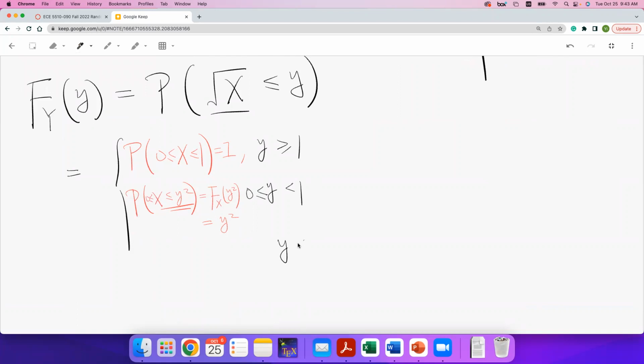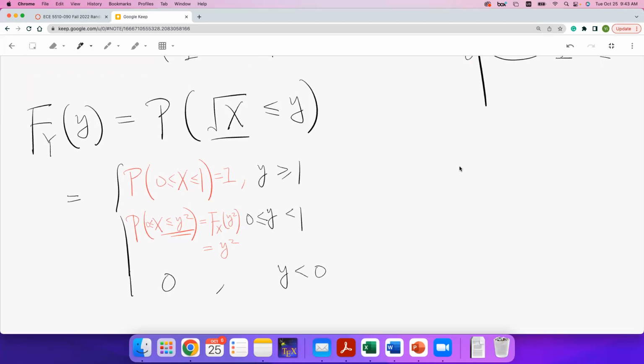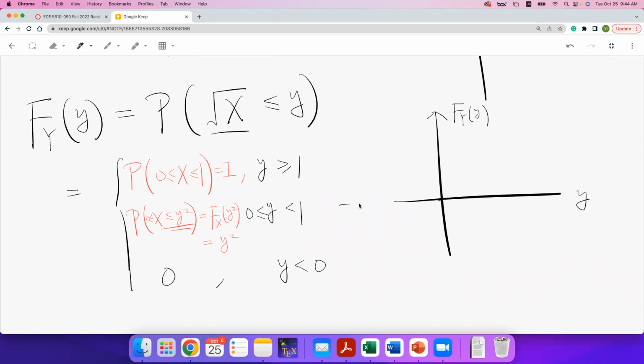Okay. And the last case is when y is less than or equal to 0. We have 0. So if you sketch this CDF of y, if y is negative, the CDF is 0, and then we have a quadratic. It grows quadratically up to 1. After that, we reach the top of this CDF function. So this is the CDF function.